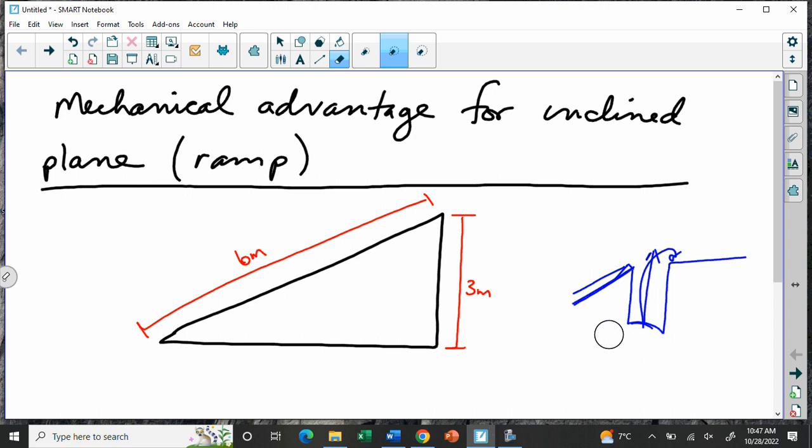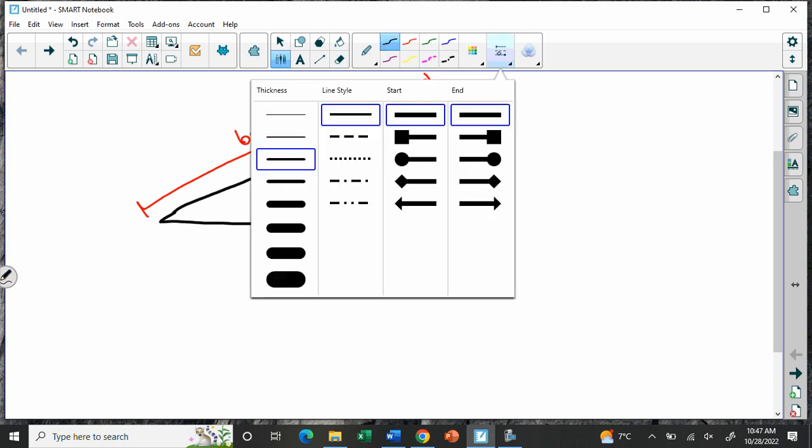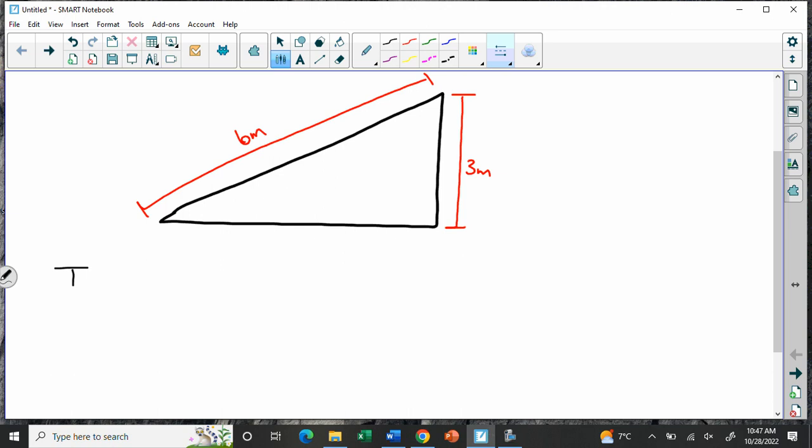So that's what we're going to look at. We have a ramp here, and we say it's 3 meters up. So that's how high the object is going to be when we get it to the top of the ramp. But to do that, we're going to have to push it 6 meters along the ramp. See, extra distance, but that means less force. So let's look at what would happen for the IMA, the ideal mechanical advantage. Well, in this case, we know that the ideal mechanical advantage is a ratio of the distances. It's the effort distance compared to the load distance.